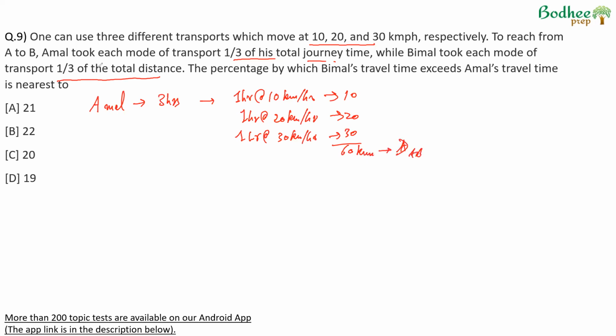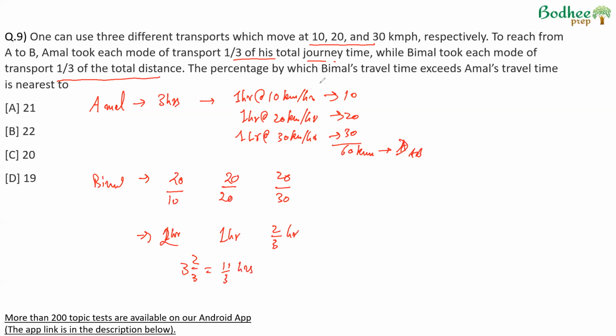To reach from A to B, Amal did this. What did Bimal do? Bimal divided 1/3 of the total distance, that is 60: 20, 20, and 20. First 20 he traveled at 10 kilometers per hour, next 20 he traveled at 20 kilometers per hour, last 20 he traveled at 30 kilometers per hour. So time taken will be 2 hours, here 1 hour, and here 2/3 of an hour. So total 3 2/3 hours, which can be written as 11/3 hours.